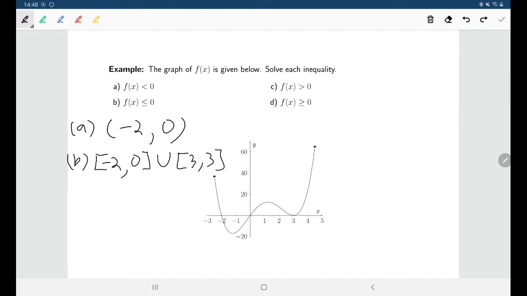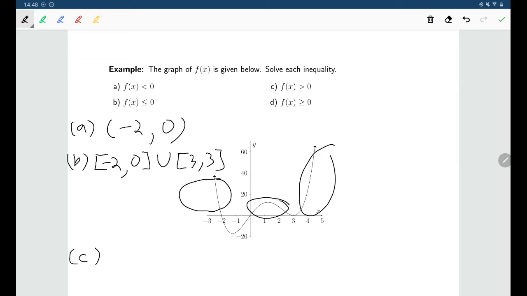Now for C and D. For C, we're interested in where we are above the x-axis. So C is just where is f of x greater than 0. And there are three areas: everything to the left of -2, everything between 0 and 3, and everything greater than 3. We're not including the 3 here because 3 is where we are at the x-axis. For part C, we're not interested in where you are at the x-axis. We're interested in where you are above the x-axis.